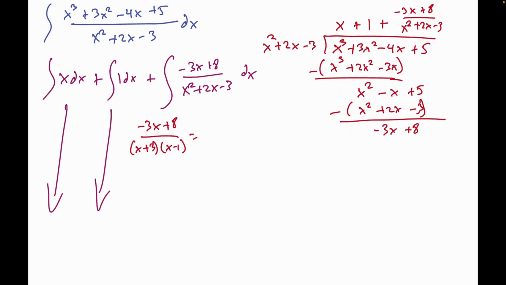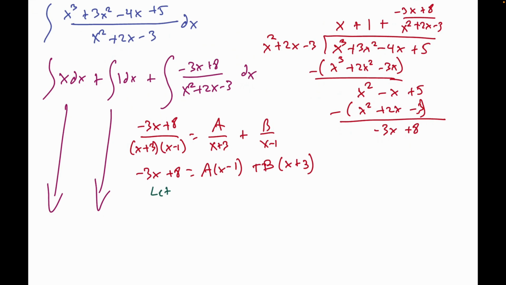Okay, so here we go. We're going to put the A over x plus 3 and a B over x minus 1, and then we're going to cross multiply. Negative 3x plus 8 equals A times x minus 1 plus B times x plus 3. All right, so let's get rid of the B. We're going to let x equal negative 3. So that's going to be 9 plus 8, 17, equals A times negative 4. And then A will be negative 17 fourths.